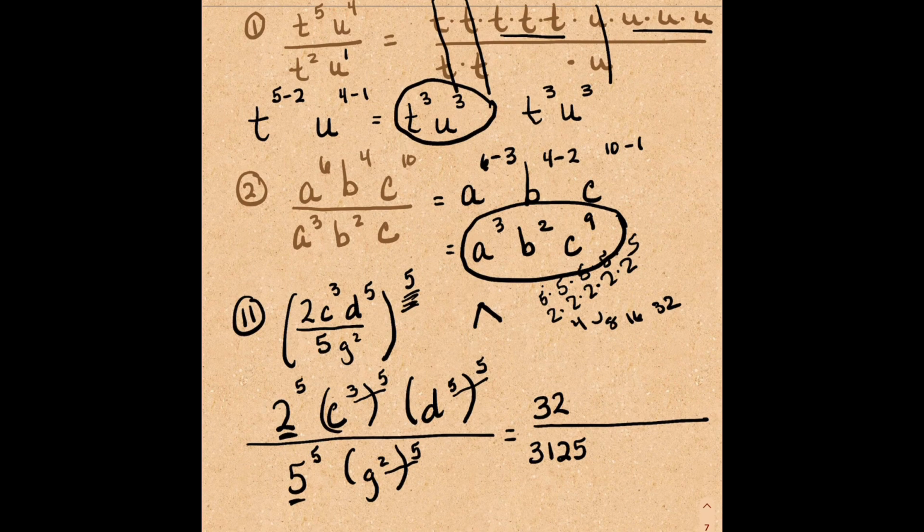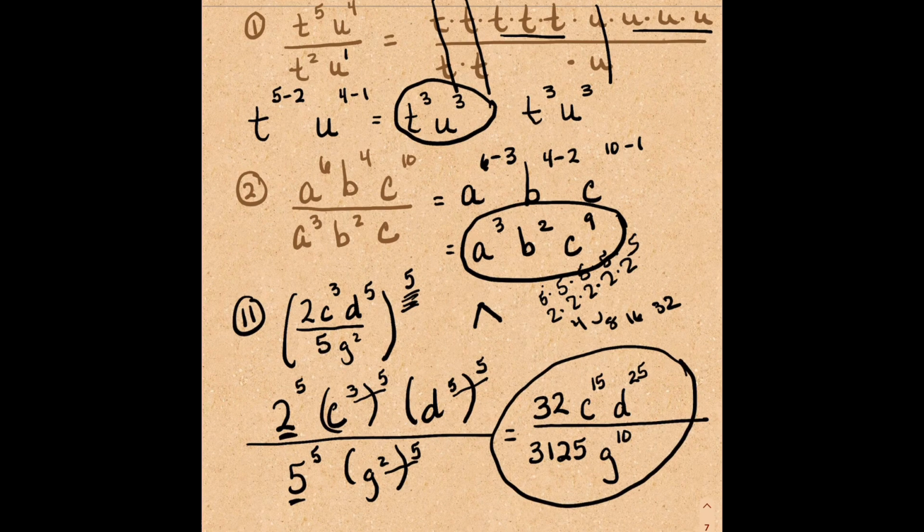C to the 3rd to the 5th is C to the 15th because I'm going to multiply. D to the 5th to the 5th is 25. And G squared to the 5th is 2 times 5 is 10. All right, there's no variables that match up top to bottom, so I believe we have found our answer right there. It's kind of a mess.